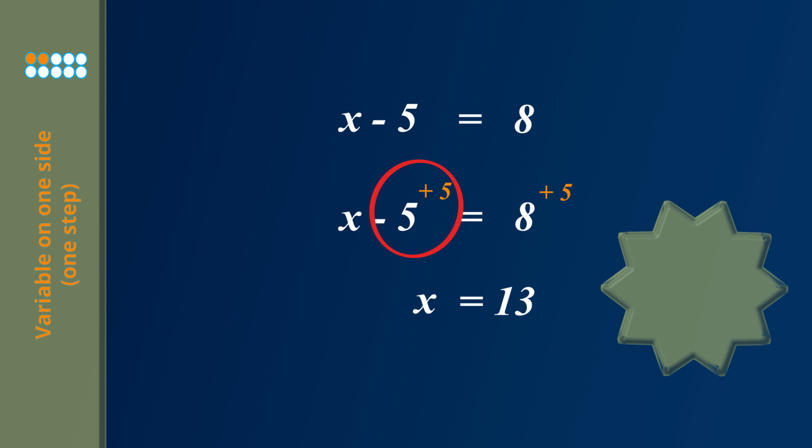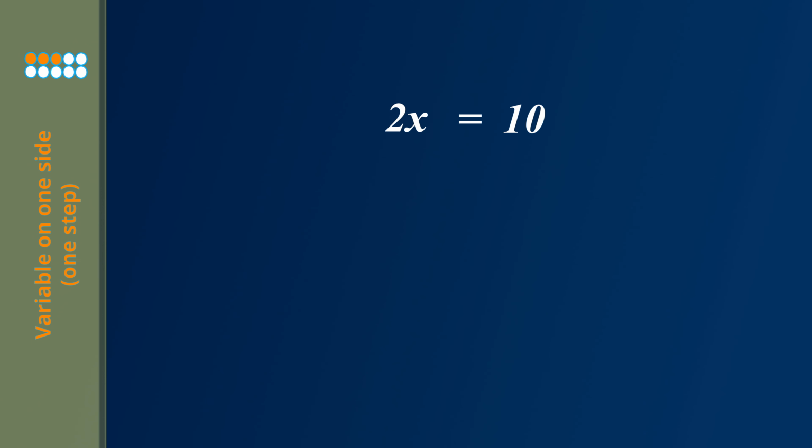Let's check our answer. If we substitute 13 into the original equation, we'll see if it fits. Yes, 13 minus 5 does equal 8. 2x equals 10. Now remember there's an invisible multiply sign between the 2 and the x, so 2x means 2 multiplied by x.